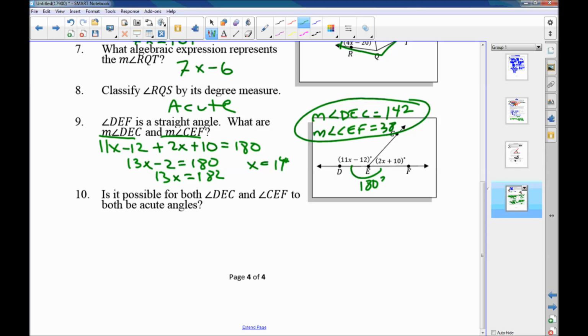Okay. All right, is it possible for both DEC and CEF to both be acute angles? This would be no. Well, why not? All right, so together they have to add up to 180. So for one of them to be acute, it has to be smaller than 90, so like maybe 89, okay? That means the other one's already bigger, 91. If it was exactly 90, there would be a right angle. We'd have 2 perfect right angles, okay? So it's not possible for 2 acute angles to add up to 180 because acute means they're both smaller than 90. So 2 numbers smaller than 90 could never add up to 180.